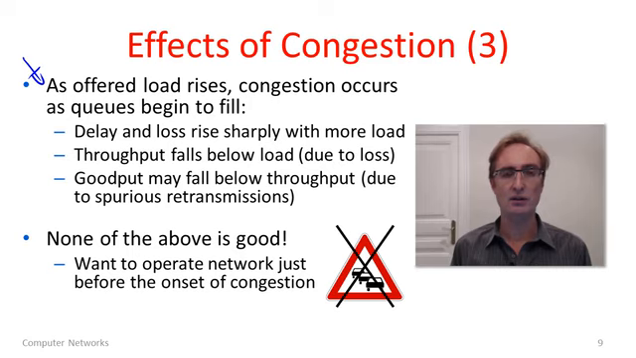Congestion occurs as the offered load rises and those queues start to fill. And it's bad. Delay and loss rise. They can both begin to rise sharply as we get close to the capacity, as the offered load gets close to the capacity. Throughput can also fall because of this loss, and goodput can fall even more if we're sending retransmissions many times, just trying to get packets through the network. This is all bad. So we would like to operate the network before we get to a congested state. We still want to be able to use all of the capacity of the network, so it's a bit of a dance to try and do this, to use all of the capacity yet not congest the network.